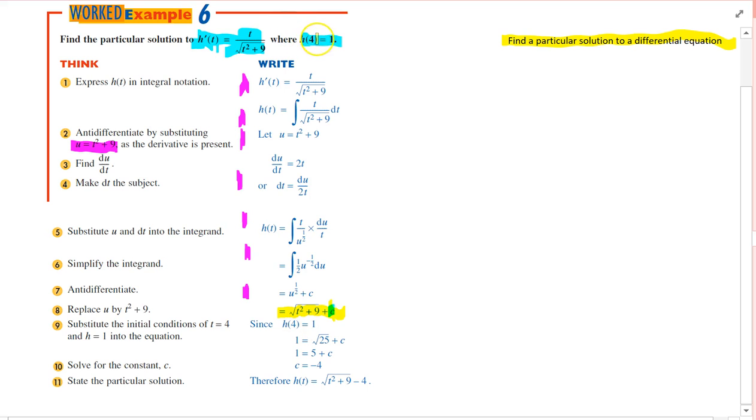You sub in 4 and 1 for t and h. So when you do that, 4 squared is 16 plus 9, that's going to make 25, and that's where that 25 comes from. Now, your textbook worked solution here has missed a trick at this point, because the square root of 25 isn't 5, it's plus or minus 5. So there should have actually been two answers.